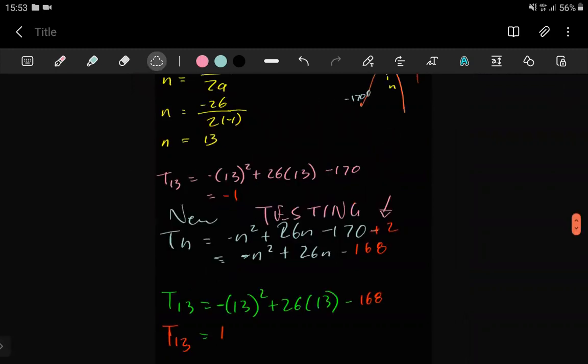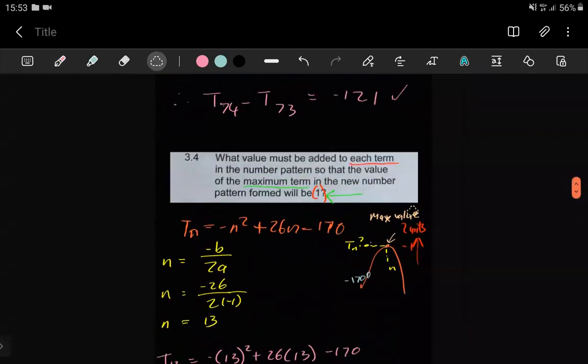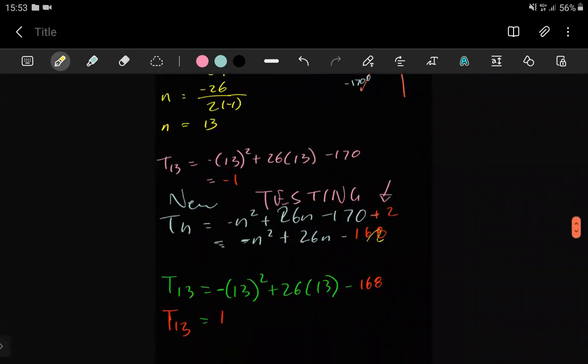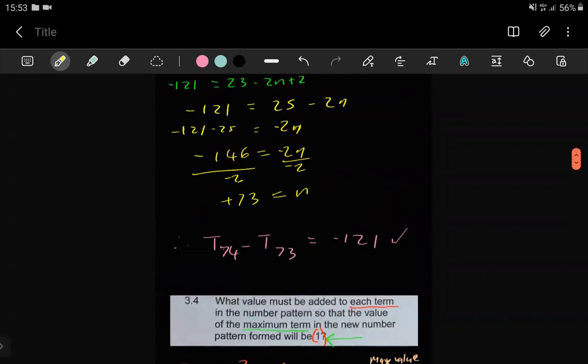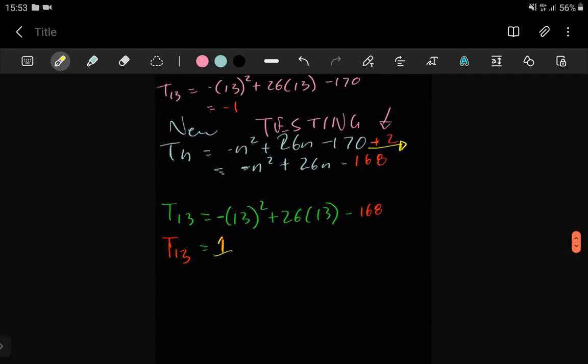All we said was from negative 1 to 1, we have to move up by 2 units. So that's why 2 units is our answer. What we did here was just test whether moving everything by 2 makes the new turning point 1. And it does, because position number 13 will still be where we get the highest value. It was initially negative 1, but now it's going to be positive 1.